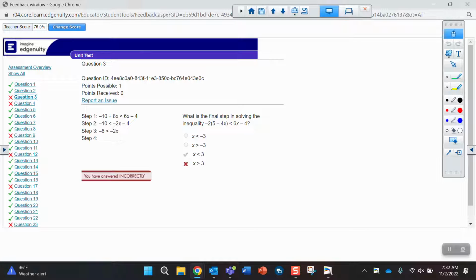Good morning, Elizabeth. I have your test here from the last unit. So we'll go over the questions that you missed, and then you can let me know if you need anything else. So for the first one, it asked what the final step was in solving the inequality.